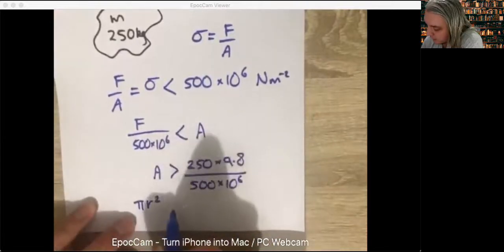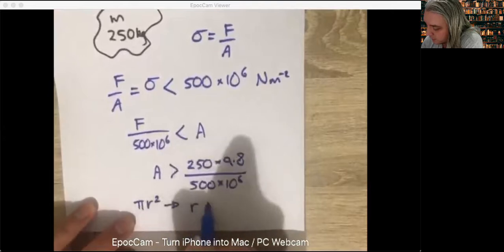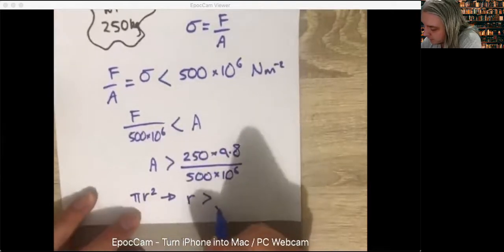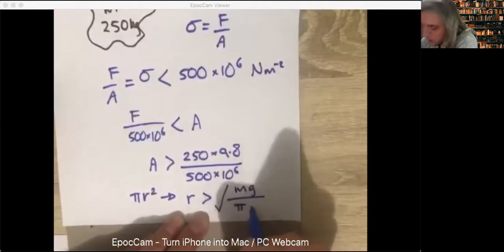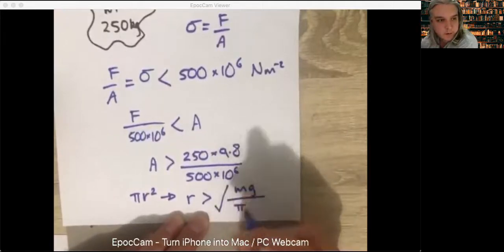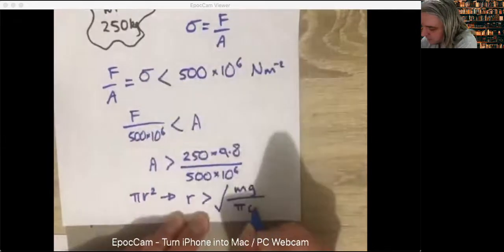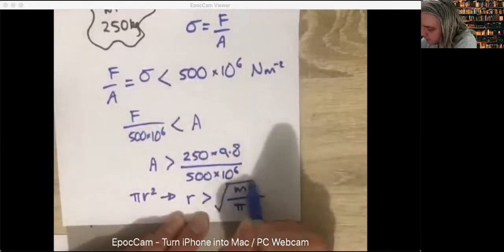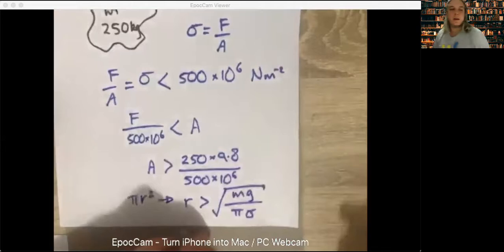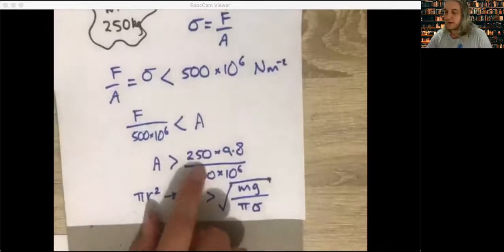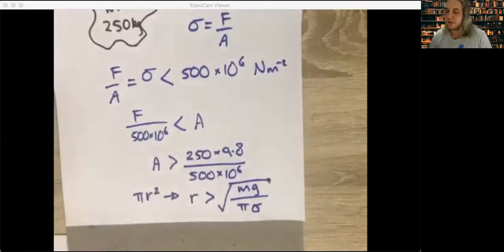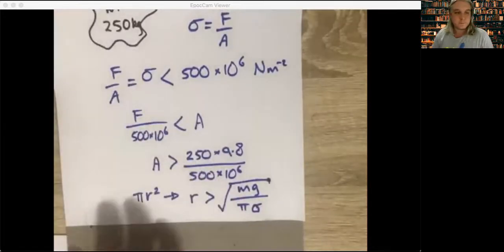So we can get that the radius is going to be greater than the square root of mg over pi times our ultimate strength, or just use sigma for now because it is the stress, it's the maximum the stress can be. So we get mg over pi times our ultimate strength. So you could just plug it straight into there, or you could plug that in and calculate the smallest area and then use that to get your radius or diameter.